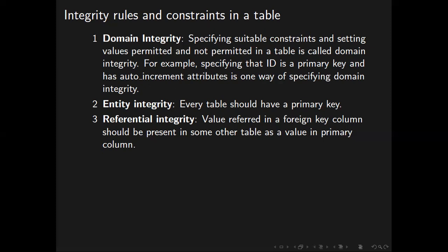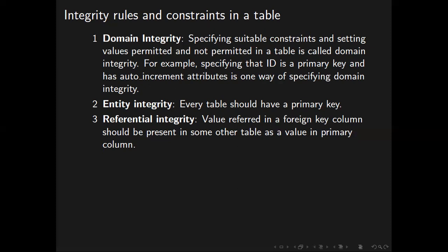Integrity means what? For human beings, we call it moral integrity. Moral integrity means you will not violate the moral codes of conduct. You will not trespass your limits under any circumstance. That's called moral integrity. For databases, we impose 3 types of integrity. The first is domain integrity: specifying suitable constraints in setting values permitted and not permitted in a table is called domain integrity.